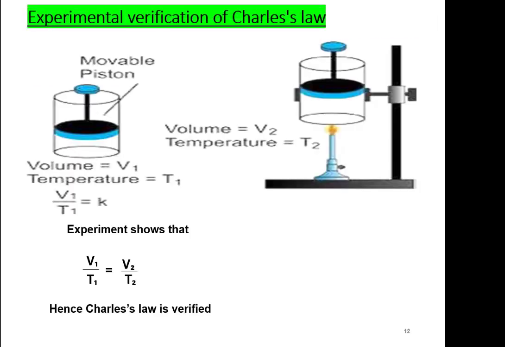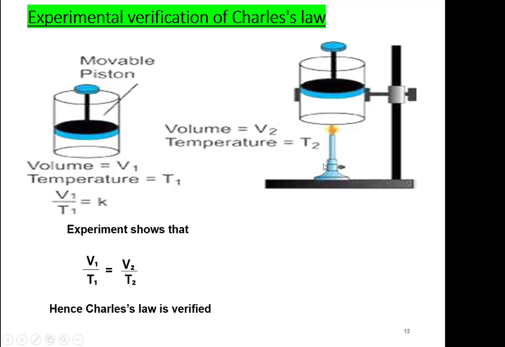Dear students, Charles has not only given the theoretical explanation of his law, rather he also presented the experimental verification of Charles' law. He experimentally proved his law. Let's see the experimental verification of Charles' law. Let's suppose a cylinder and a gas is present in this cylinder. This cylinder is fitted with a movable piston. The piston can move up and down depending upon the volume of the gas taken. If the volume taken in this cylinder is V1 and the temperature is T1, then we shall heat this cylinder with the help of a burner.